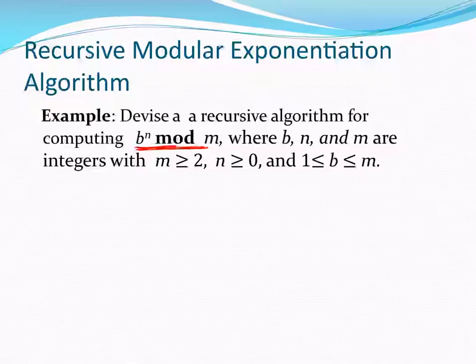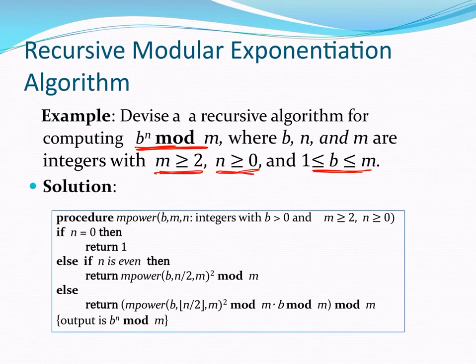And again, we have to have b between 1 and m. M's got to be greater than 2. Our modulus can't be 1. And n has to be some non-negative integer. All right, so this is a little bit more elegant looking than that other algorithm.